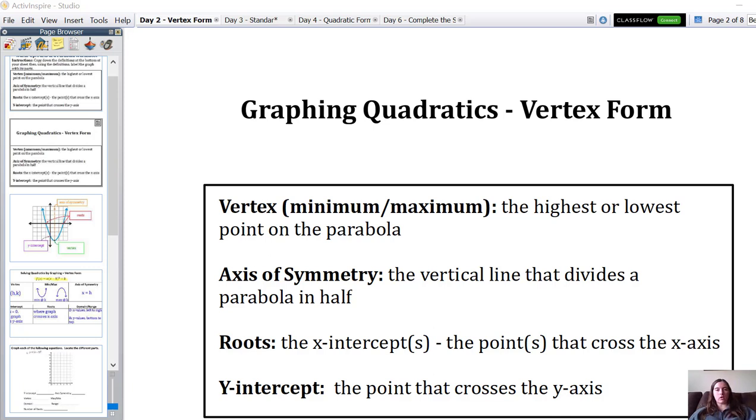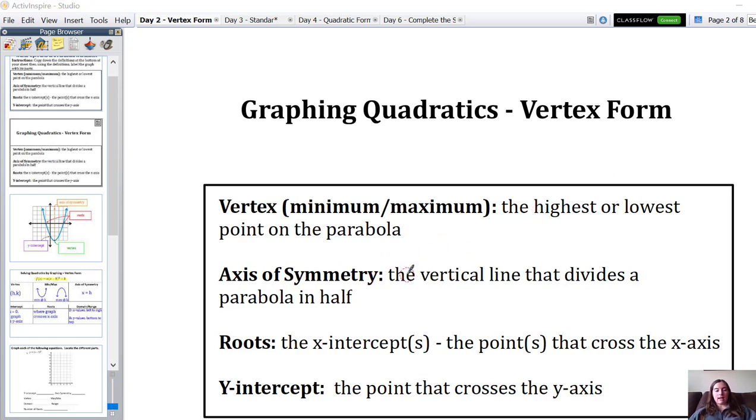Now we're going to be solving quadratics by graphing, and the first form that we're going to look at is called vertex form. But first I want to make sure we go over some vocabulary. So a vertex of a parabola is either going to be a minimum or a maximum. If it's a minimum, it's the lowest point on a parabola. If it's a maximum, it's the highest point on the parabola.